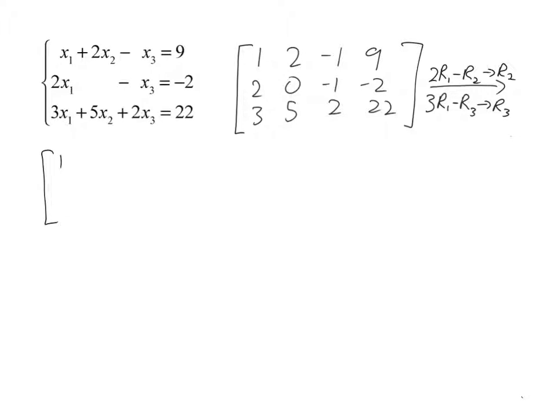we get row 1 doesn't change: 1, 2, negative 1, 9. The next row will change. So I'm going to double row 1 and subtract row 2. So I have double row 1, so that's 2, minus 2 is 0. And then I get double this, so that's 4, minus 0 is 4. Now if you notice, it used to be a 0 and it's not a 0 anymore. Don't get hung up on that. Don't try and use this 0. It just will get you confused.